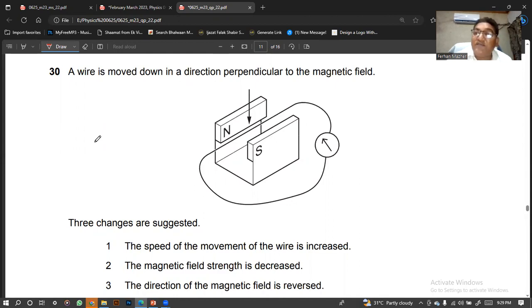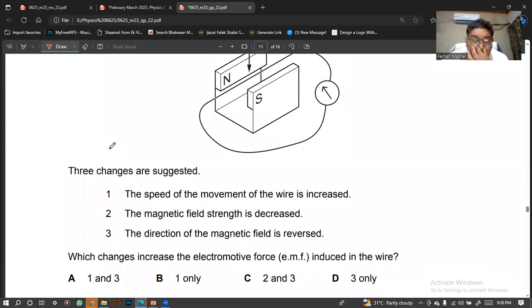When you move this wire faster, the EMF induced in the wire will become larger. The magnetic field strength is decreased. If you decrease the magnetic field, the EMF induced will decrease. The direction of the magnetic field is reversed. When you reverse the direction of the magnetic field, only the direction of the EMF induced will change. Which changes increase the electromotive force induced in the wire? So when you move this wire faster, the EMF induced will become larger.